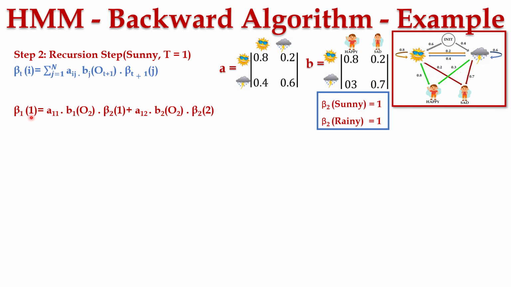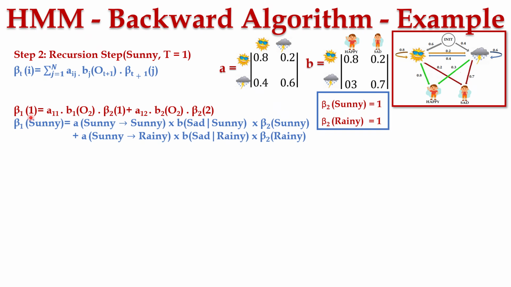Here, beta 1 of 1 represents the first backward variable for the state sunny. A11 represents the transition probability from the day being sunny to sunny. B1 of O2 represents the emission probability of Raja being sad and the day is sunny.